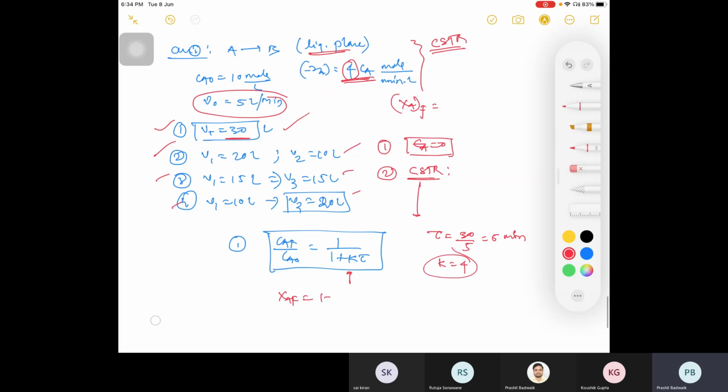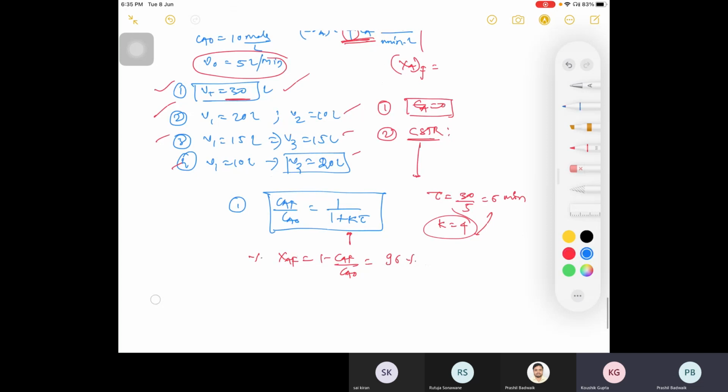XA final is 1 minus CAF divided by CA naught. What is that? Rutuja? 4 into 6, 24 by 25. Okay, and what is its value in percentage? 96%. Okay.